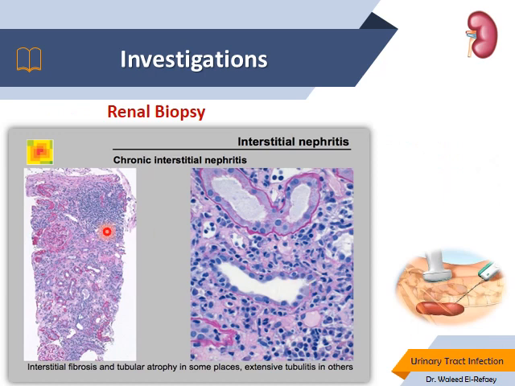And this image of renal biopsy of a patient with chronic pyelonephritis that led to chronic interstitial nephritis, and we can notice here the invasion of the interstitium by chronic inflammatory cells, including lymphocytes, neutrophils, monocytes, macrophages and plasma cells.